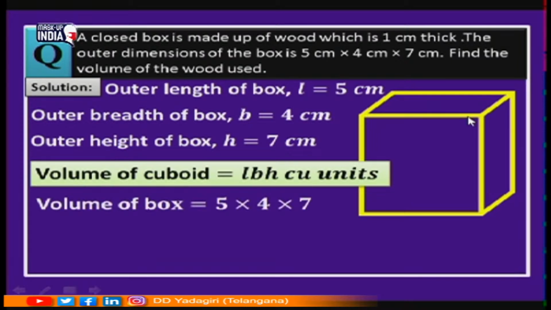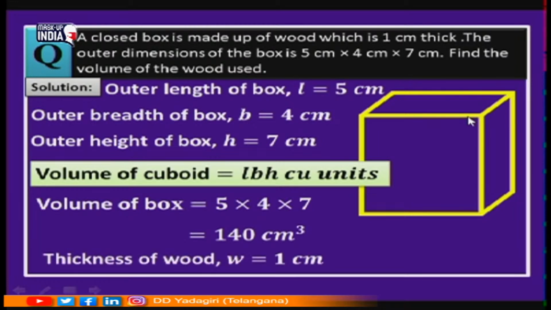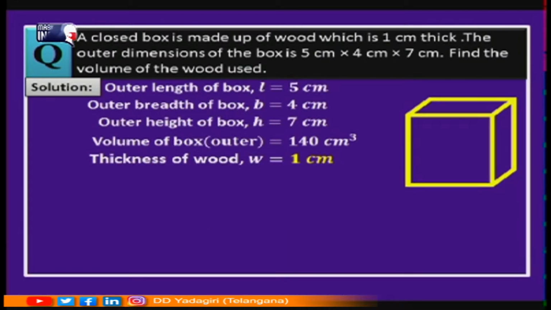Let us multiply these 3 terms, children. 5 fours are 20, into 7, 140 centimeter cube. This is the volume of the box, that is the outer volume, right. And what is the thickness of the wood given? 1 centimeter.